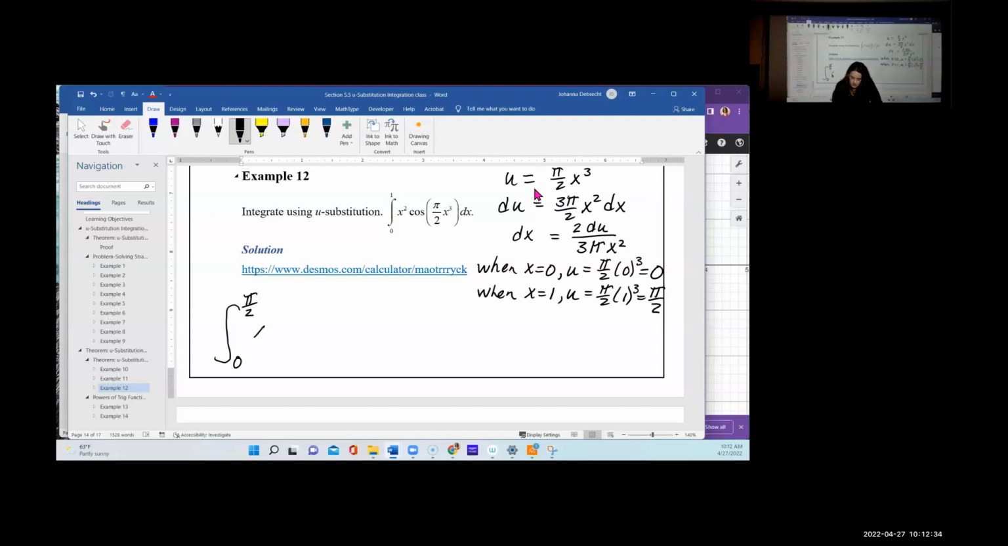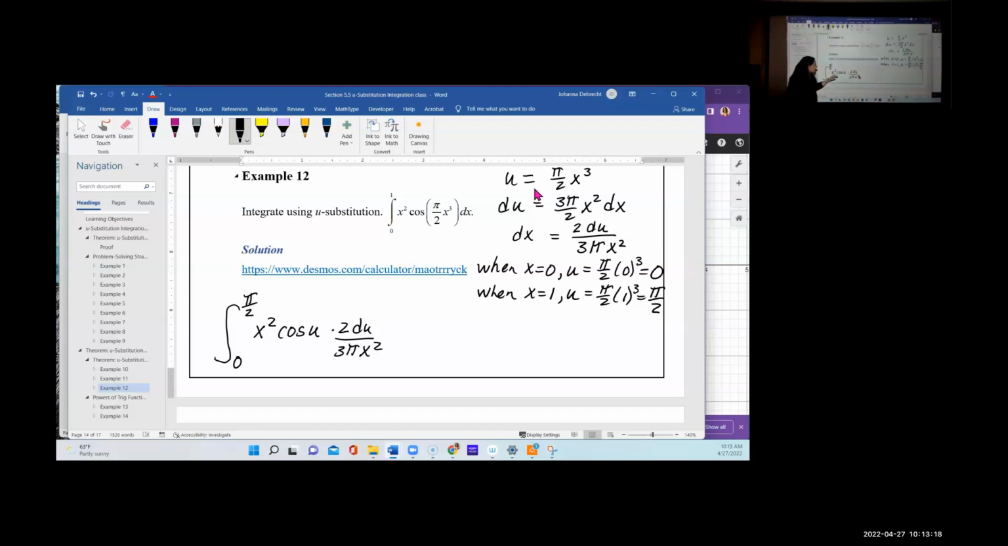Right? x squared stays. Then I have cosine of u. dx is replaced with 2 du divided by 3 pi x squared. So the x squared is from the original. Cosine of the argument becomes cosine of u, replacing dx with this expression here, 2 du over 3 pi x squared. And I replace the two limits of integration. So I've gone u totally. So I'm never going back to x because I'm looking for a number answer, not an antiderivative.